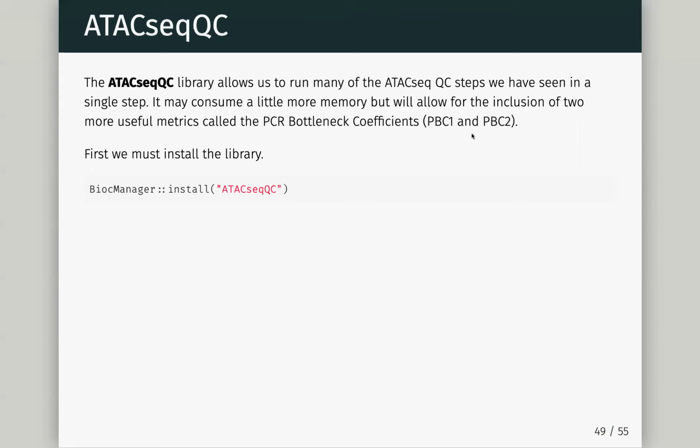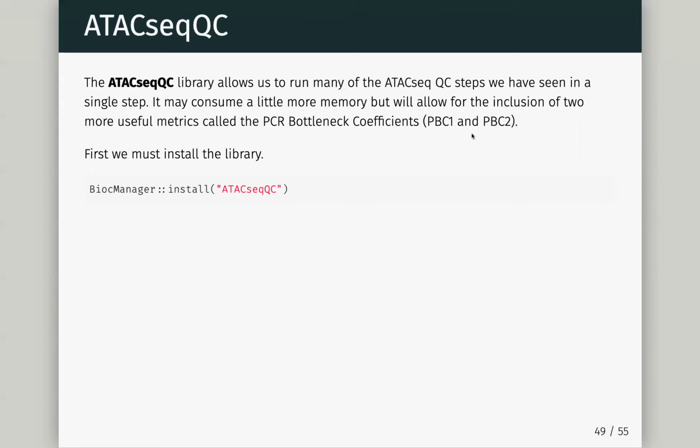So they have this kind of workhorse function, bamQC. You load the library, ATACseqQC, and you can just provide the BAM file you want to process to the function bamQC, and it will give you an object containing some useful QC metrics. Like here, I've just filtered down to chromosome 17 to save us some time.